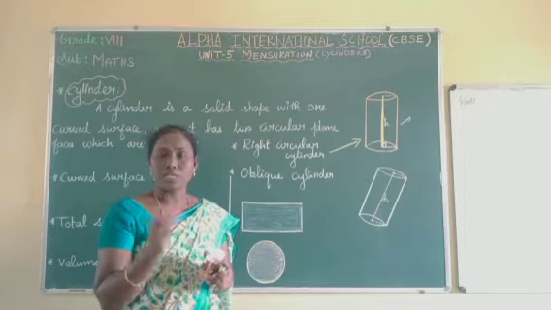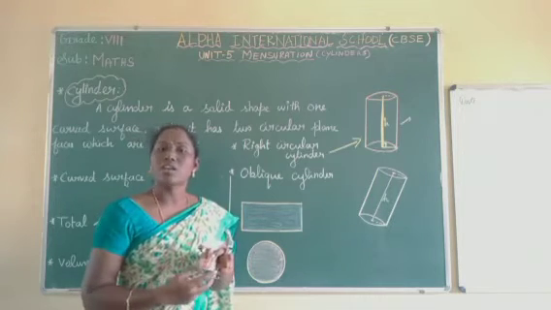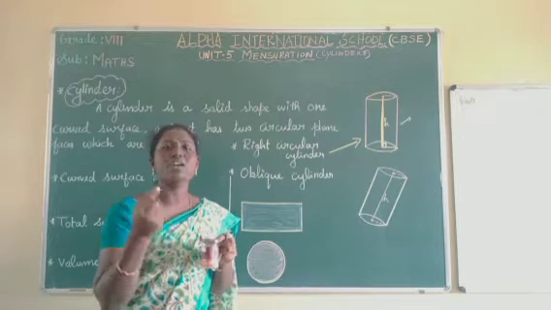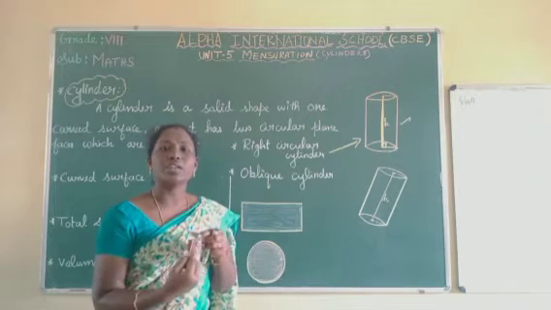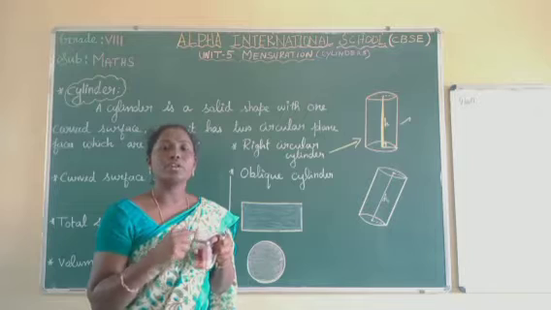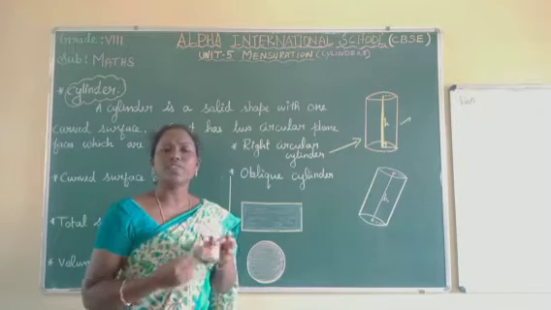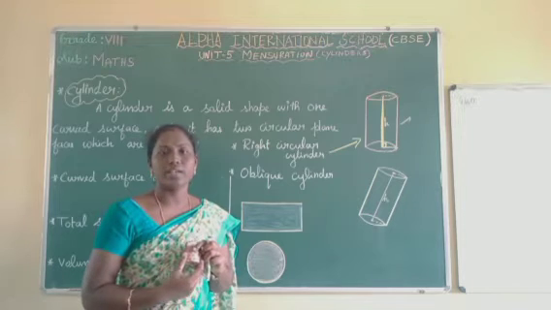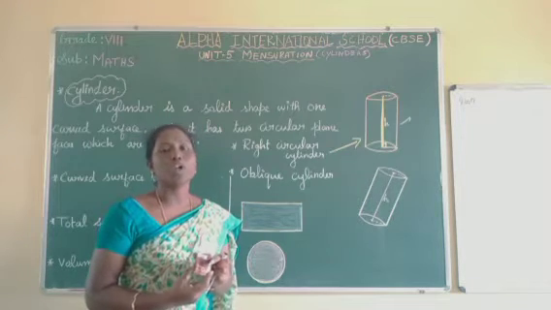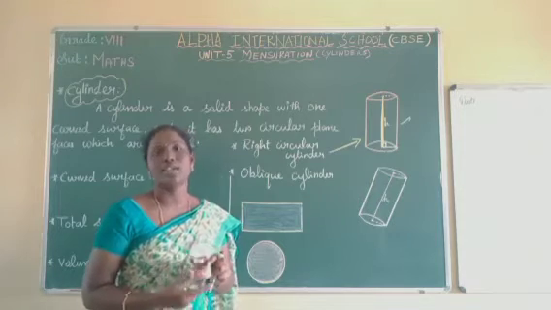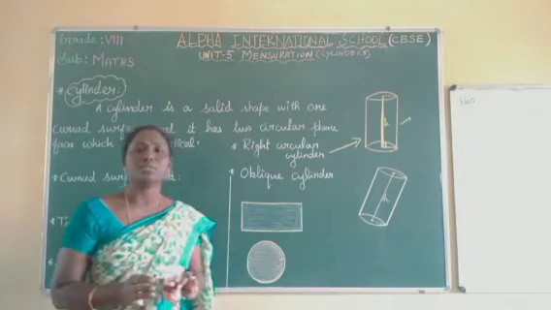Curved surface area includes only the area of the curved part. It will not include the top and bottom. Total surface area will include all the faces of the given solid. And the volume is based on the area of the base and the height of the solid, using the same concept.